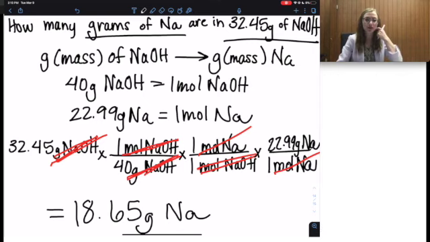So what I want you guys to do is make sure you work through these practice problems and see if you can try some of these out.